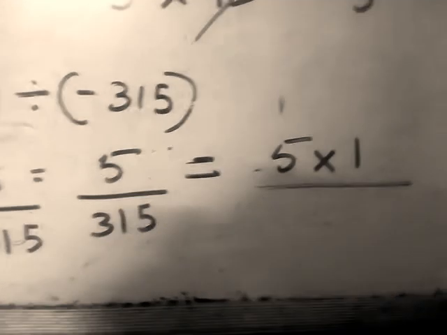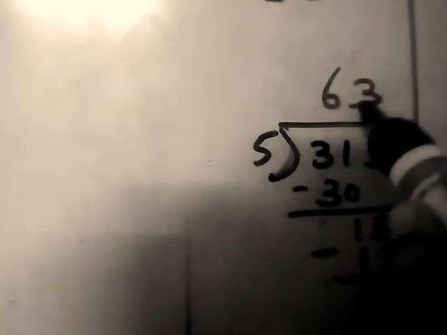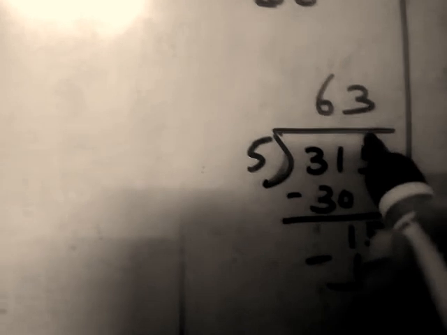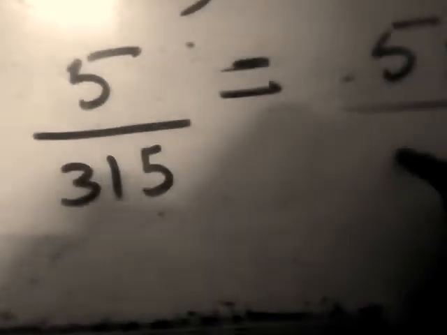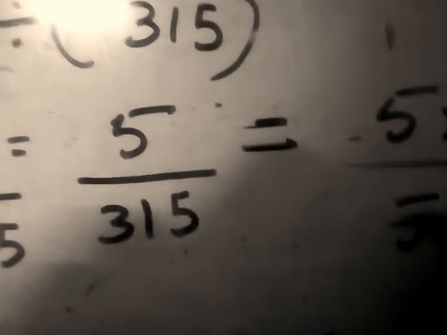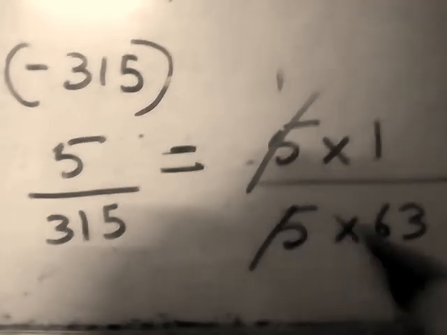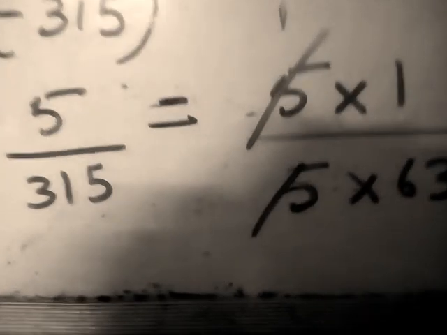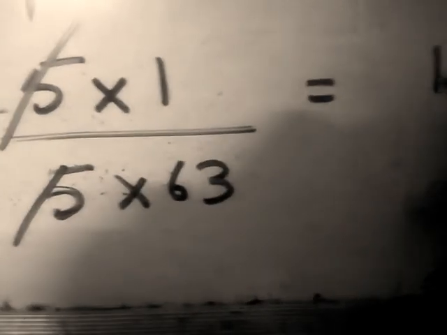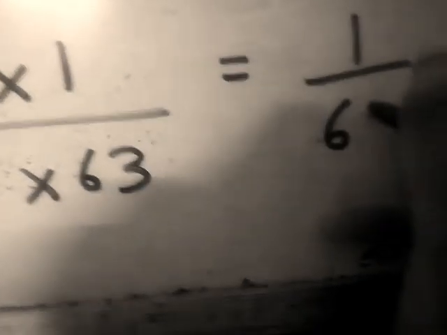315, now here I already divided. You have to write divisor into quotient, that is 5 multiplied by 63. 5 how much are 315? 5 into 63. Okay, 5 gets cancelled again. So your answer is 1 upon 63.